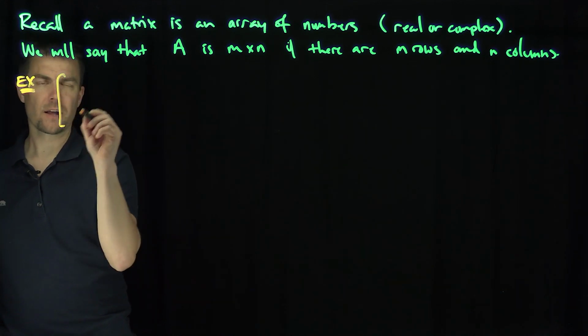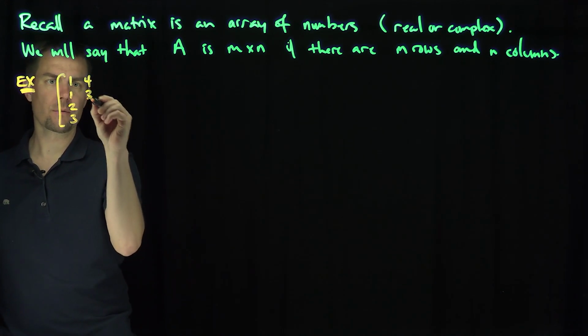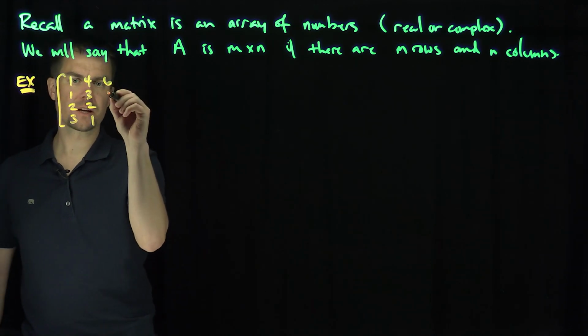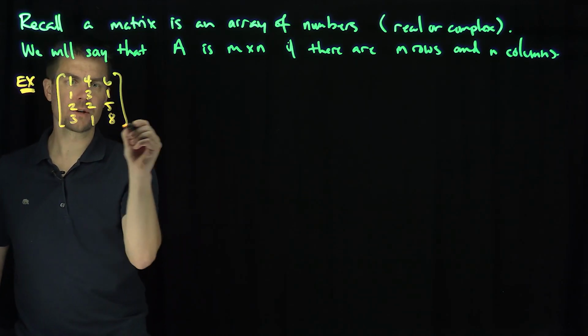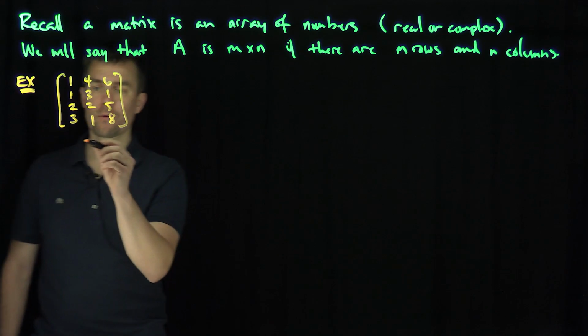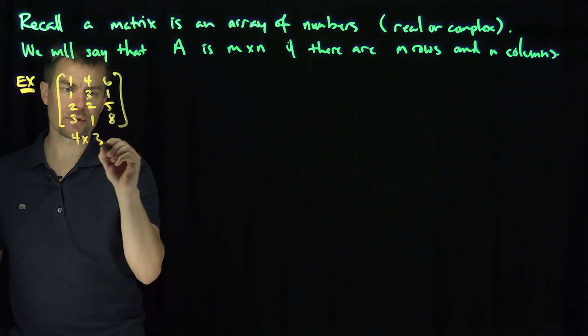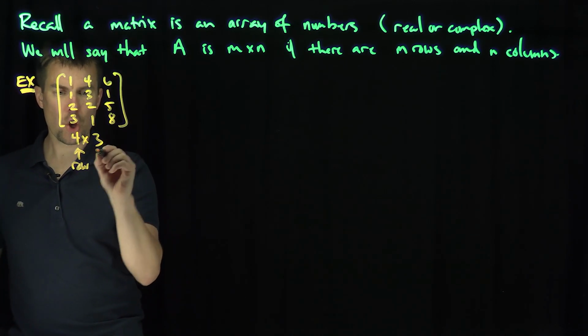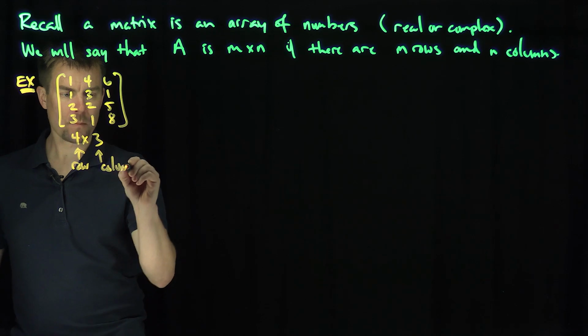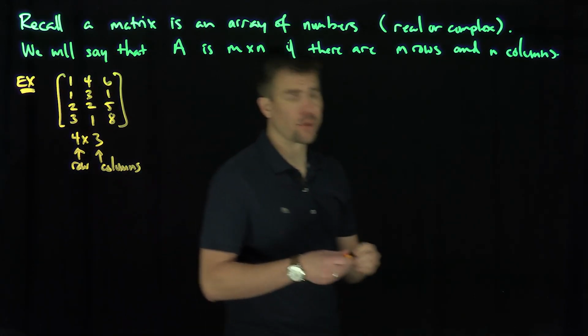simple example, I can look at this matrix over here: 1, 1, 2, 3, 4, 3, 2, 1, 6, 1, 5, 8. Right, so over here we have what? We have 4 rows, so this is a 4 by 3 matrix. Again, those are our rows, and those are our columns. And in this way, we can specify entries of the matrix too.